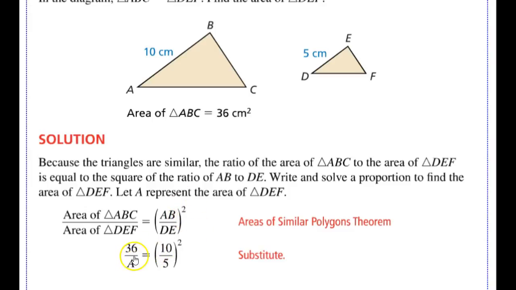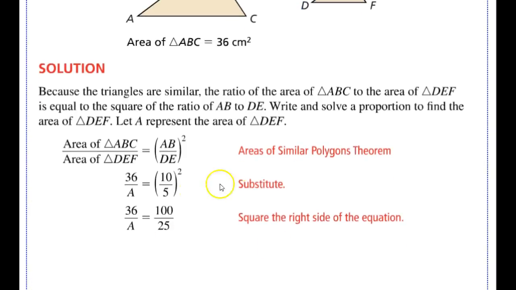So then I plug in what I know. I know the area of the big one was 36. The side lengths that I was given were 10 and 5. So then I can square that information. So when I'm squaring a fraction, I square the top and then I square the bottom. I square the numerator, then I square the denominator. So that's where I get 100 divided by 25.